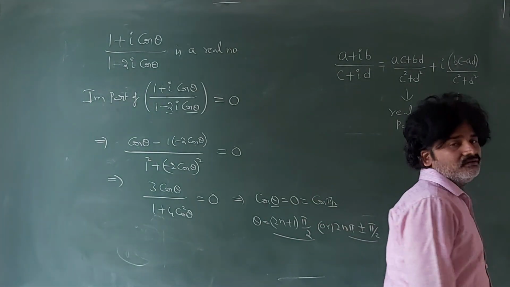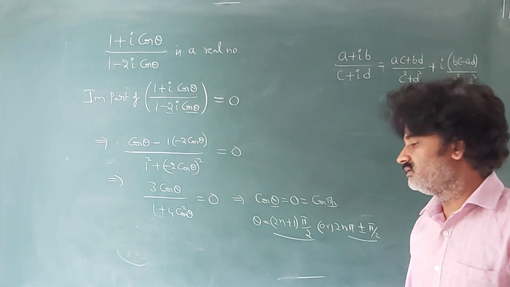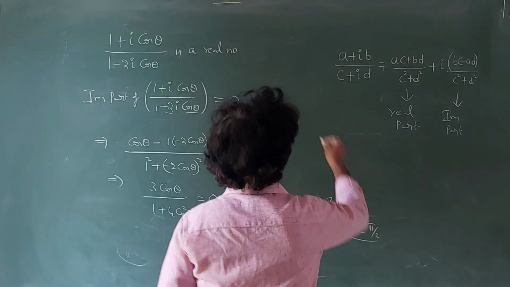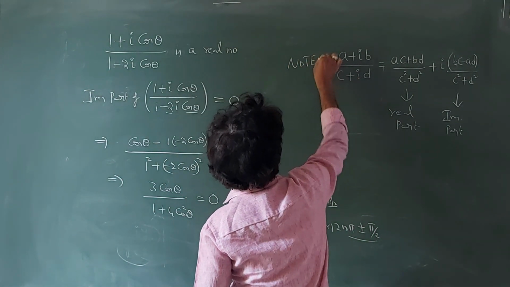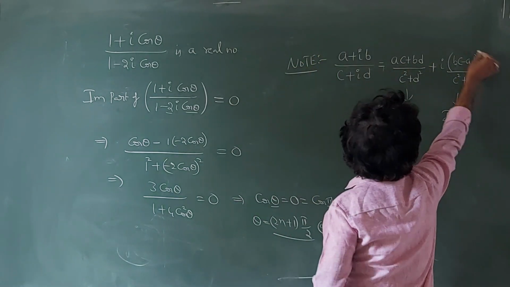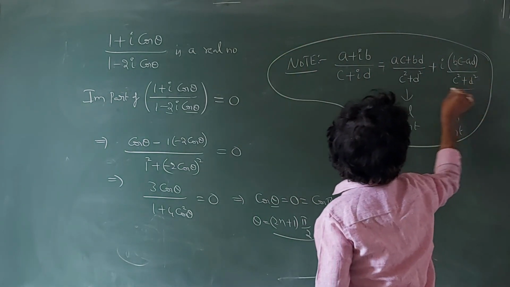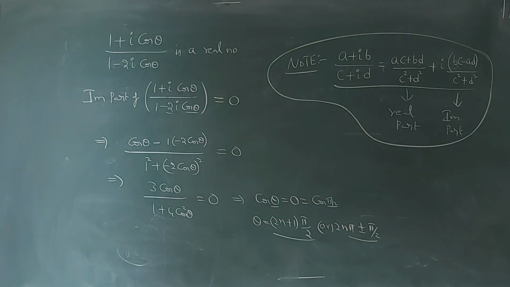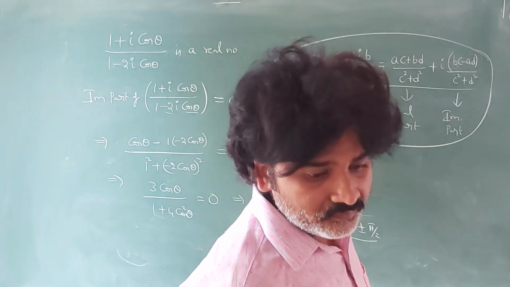Purely real means its imaginary part is 0. So take this clearly now. If you remember this as a formula, with a little simplification we can avoid the steps and directly connect. Okay, right. Next, 151.